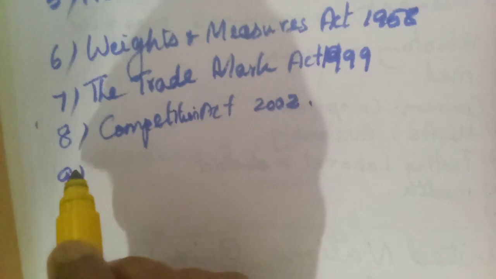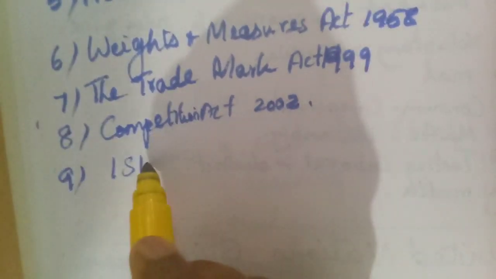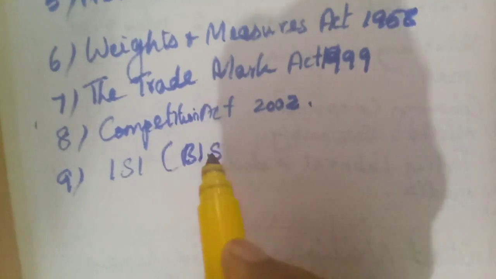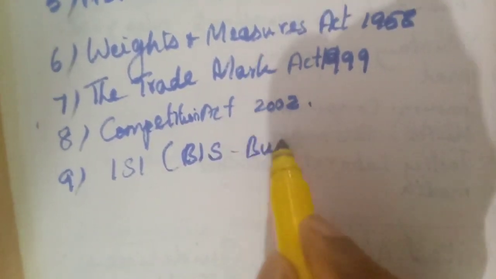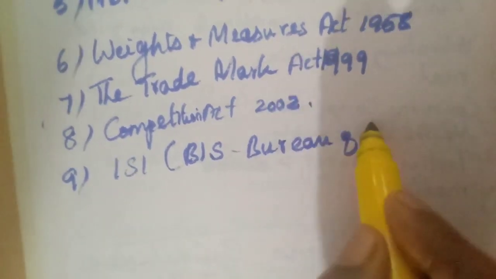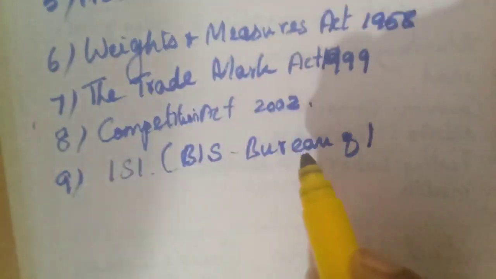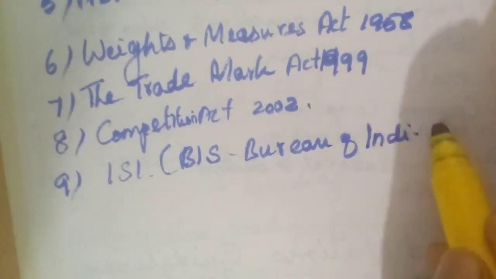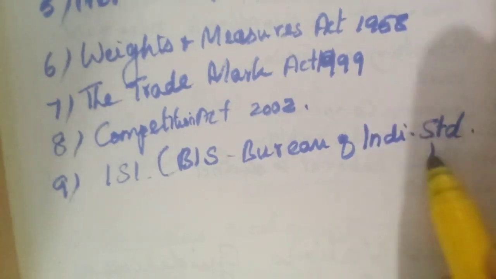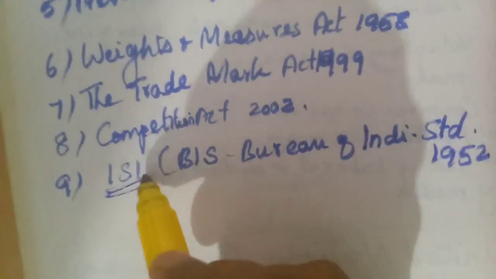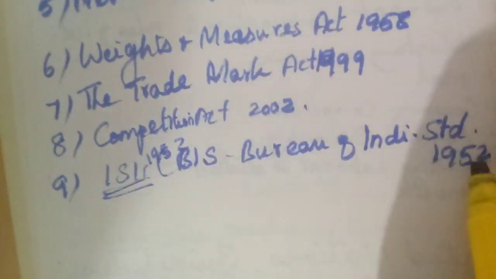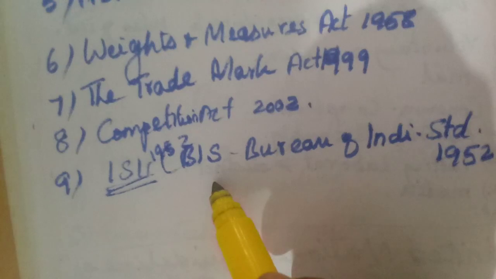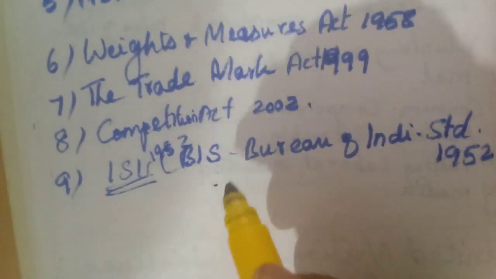Okay. Then, Indian Standard Institution, that we call in short ISI. Okay. Now, it is known as BIS. That means Bureau of Indian Standards. Okay, Indian Standard Institution, it is called now BIS, Bureau of Indian Standard. This one, 1952. When it was started, it was 1952. Now they have changed that name to Bureau of Indian Standard. For standardized product only, they will give this symbol, BIS. Okay, so they are having this in order to produce the standardized products.